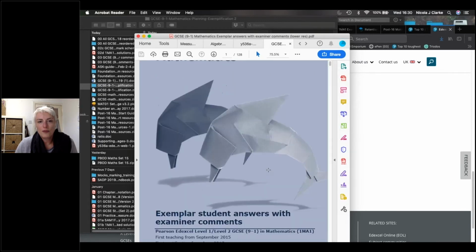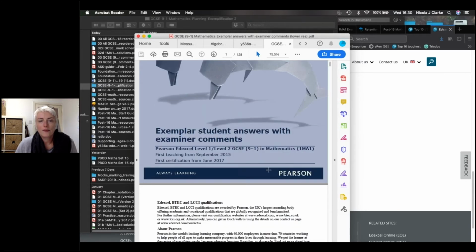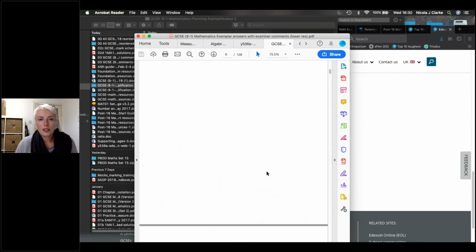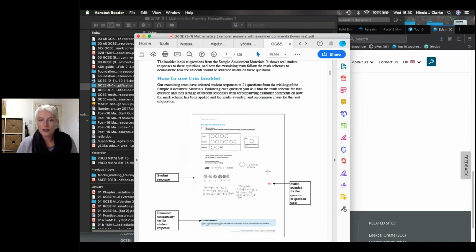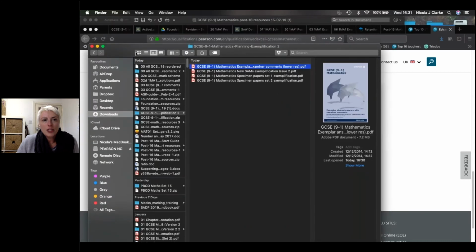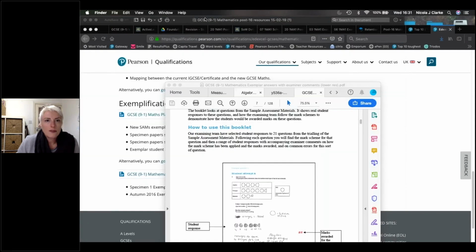Again, some more of the feedback. This is from the specimens as well. So again, worked answers from learners and what the marks were. So those are really helpful in terms of showing. I think what the learners find quite helpful is what the examiners are thinking as well. So that's the exemplification.